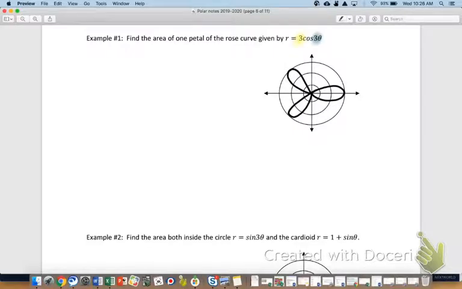So the basis for this, of course, is that each of the petals starts and stops at the pole. And when the curve is at the pole, r is 0. So 0 equals 3 cosine 3 theta.